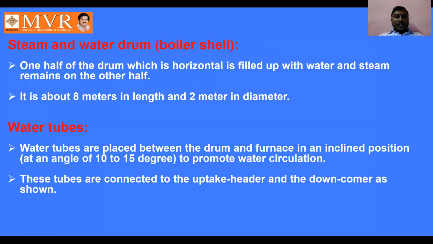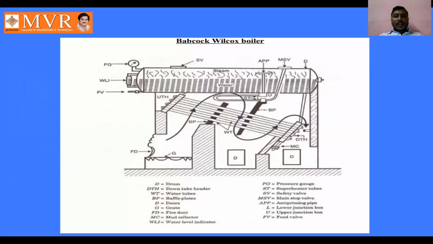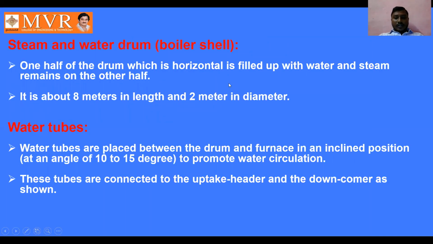See, coming to the steam and water drum, in the boiler shell, half of the part is filled with water and half of the part is filled with steam. We can observe here that half the part has been filled with water and the remaining half contains steam. The boiler shell is about 8 meters in length and 2 meters in diameter. And the water tubes are inclined in position, about 10 to 15 degrees, which is used for water circulation.